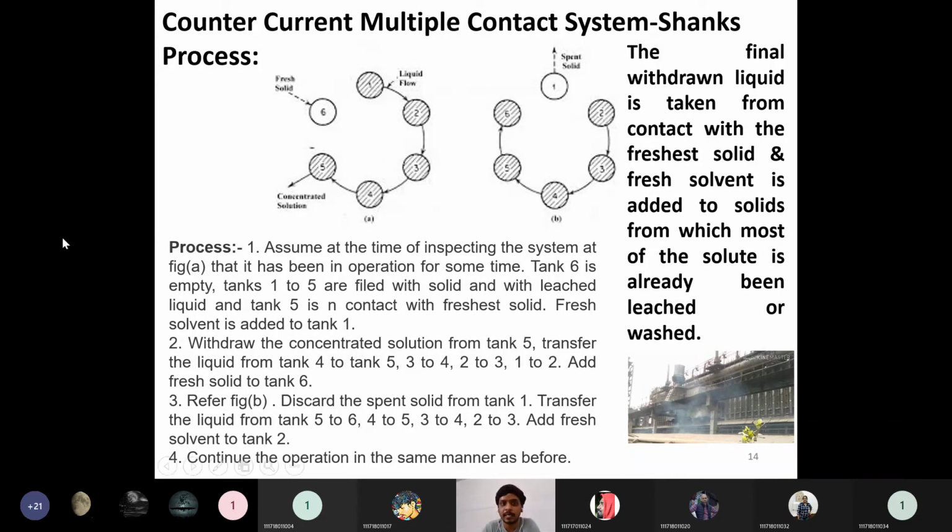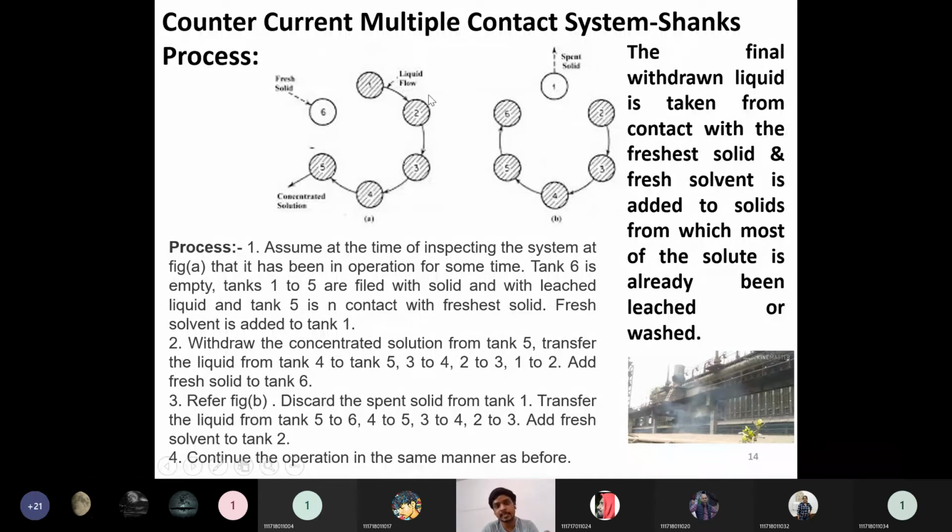So now what happens? Earlier this tank 6 is an empty tank, completely empty. Now when you throw out the spent solids which are in tank 1, since they are very old, they were filled first, so they are thrown out. These are spent solids. Then this will remain empty, because we have already thrown out the solids, so this tank will be empty.